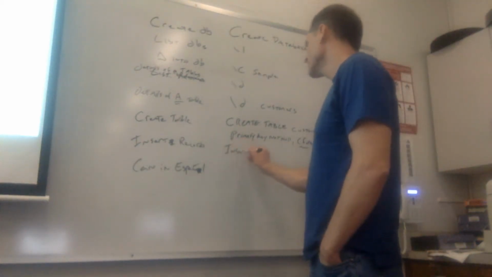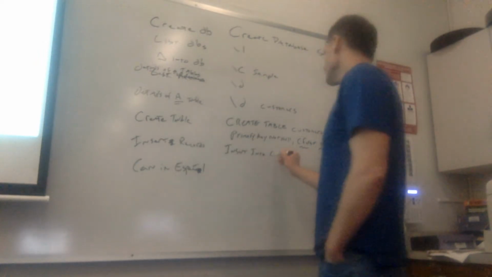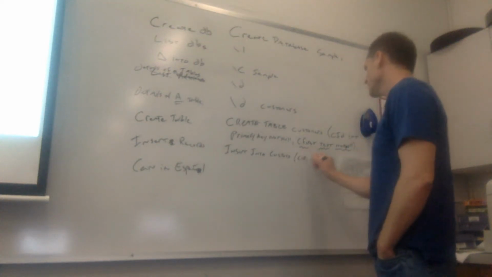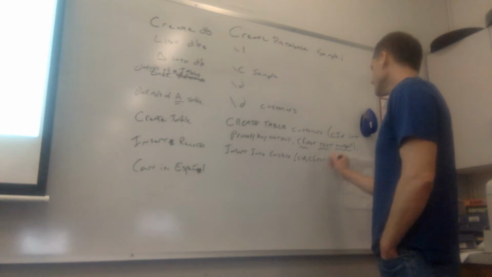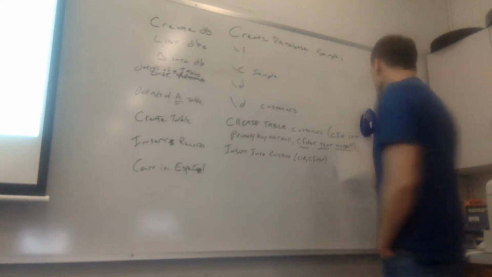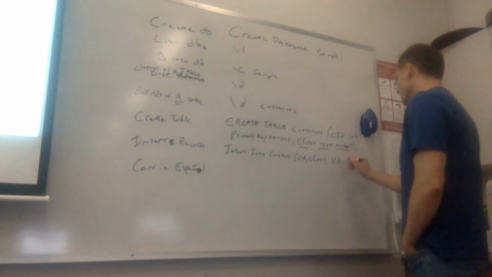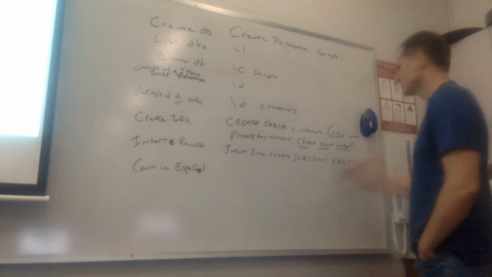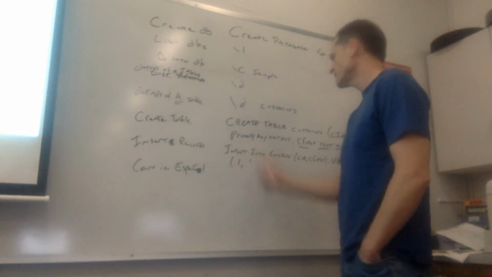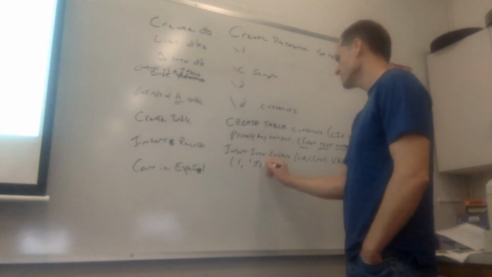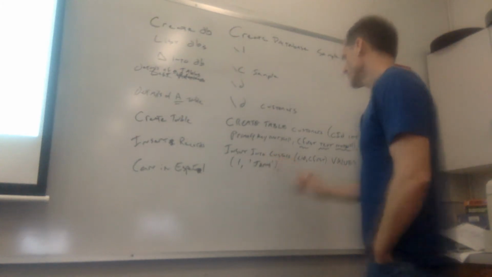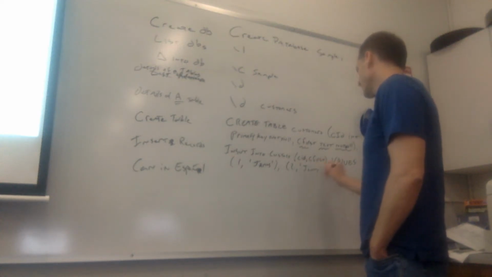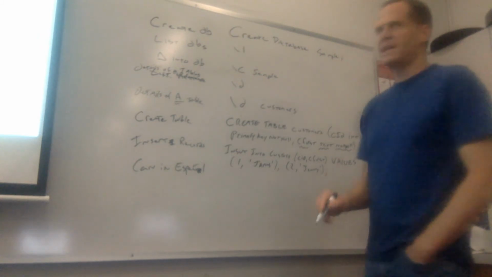How do we insert records? Insert into customers, and then which fields we're inserting into? CID, cfirst, values, and then the values we want to insert. 1, single tick for text, James. 2, single tick for text, Jenny, semicolon.